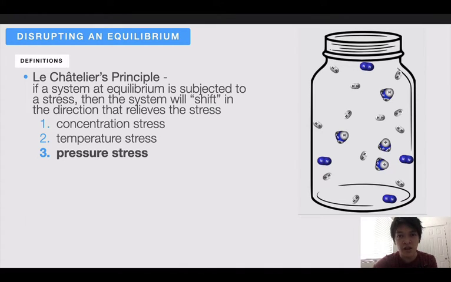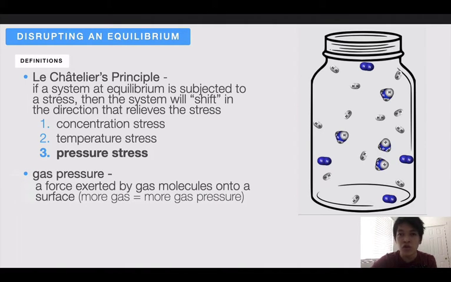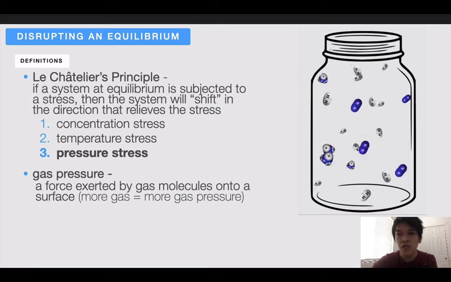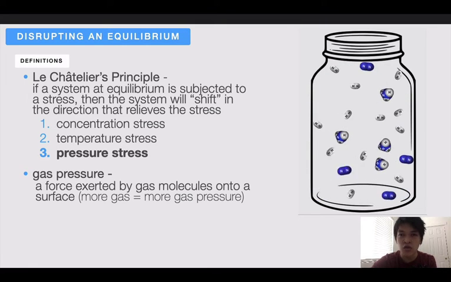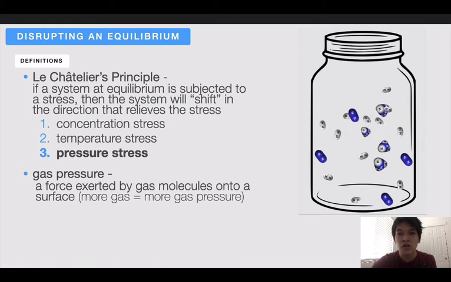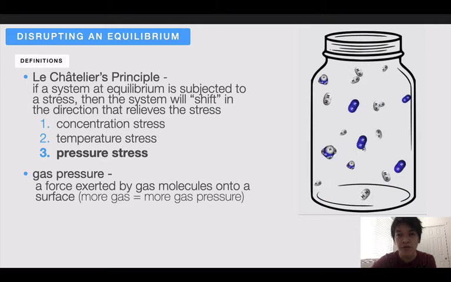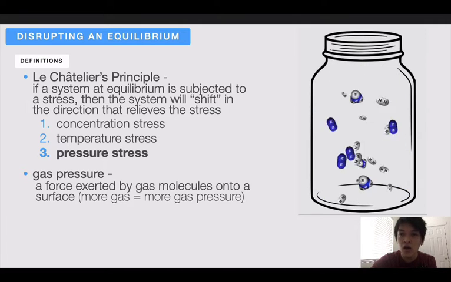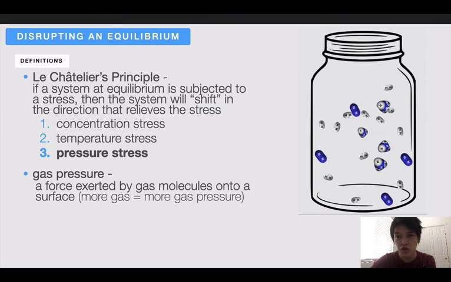Before looking at the example, let's define what pressure is, specifically gas pressure. Gas pressure is the force exerted by gas molecules onto a surface. You should know that gas molecules are constantly moving. So for example, in the jar, there's nitrogen gas, hydrogen gas, and ammonia gas molecules always moving around randomly and colliding with the inner walls of the container. The sum of those collisions over the surface of the container is what we measure as gas pressure.